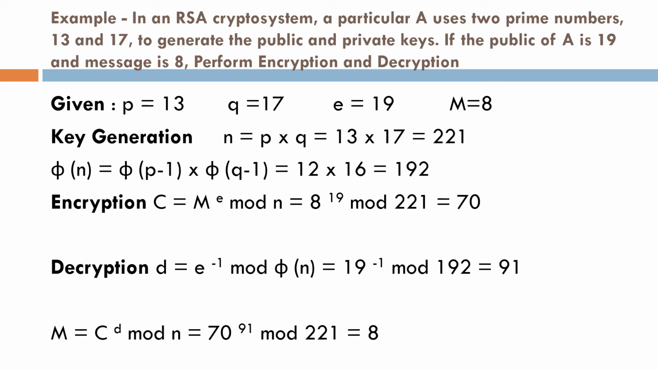It will be transmitted to the receiver side and the receiver will perform decryption by using its own private key. So d is equal to e inverse mod φ(n), which should be calculated at the receiver side. So 19 inverse mod 192 is equal to 91, and for decryption the formula will be applied as C power d mod n. So 70 power 91 mod 221 is equal to 8, which is the actual message.